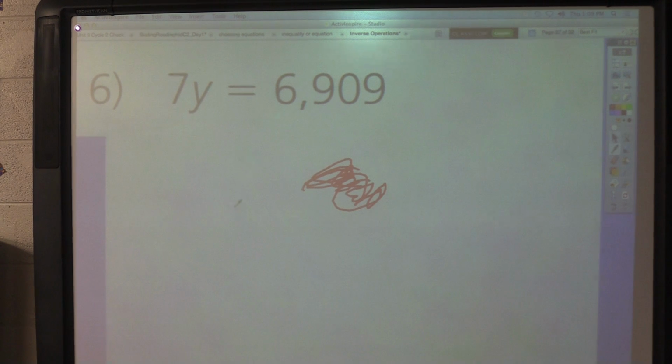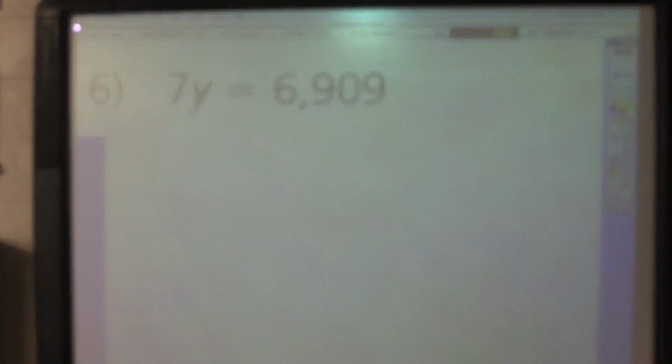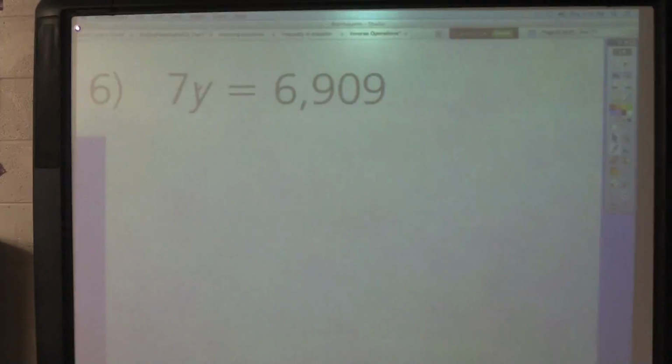Now, my math practice is going to be all about working with the structure of this equation so that I can isolate that variable. So the first thing I want to do is identify what operation is going on. I have 7y equals 6,909. Now, anytime you have a coefficient and a variable, 7 being our coefficient, y being our variable, anytime we have a situation like this, we know that our operation is going to be multiplication.